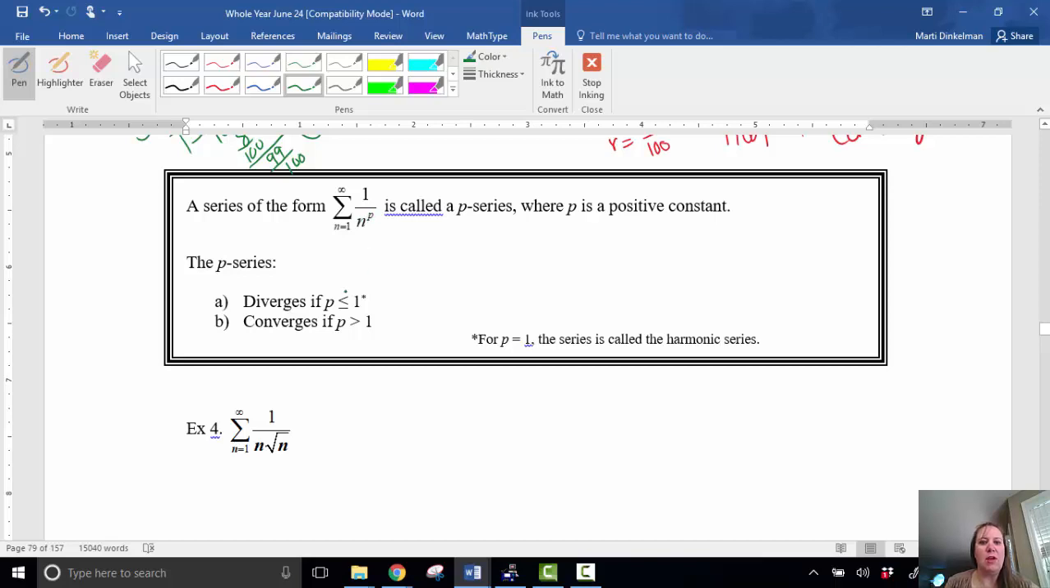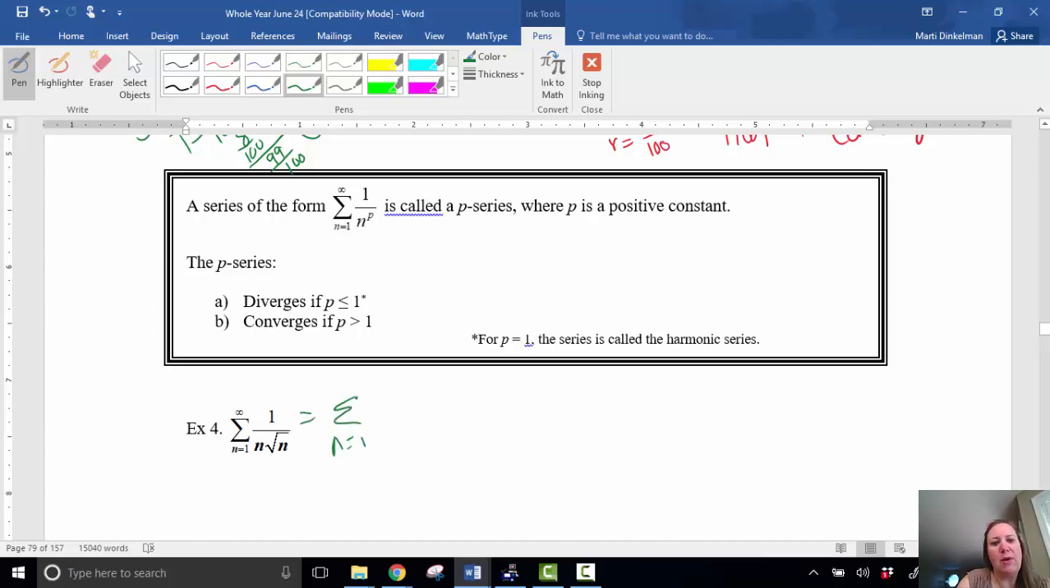What we are really looking for is for the p-value to be greater than 1. If that p-value is greater than 1, we will have something that converges. If it's less than or equal to 1, we will have something that diverges. There's a couple ways to show that works. There's a little explanation for the harmonic series, which is when p is equal to 1. That happens just kind of on the next page if you're interested in looking at that. So this one is a really straightforward test. It's just a matter of looking at what the power is on that n value that's in the denominator.